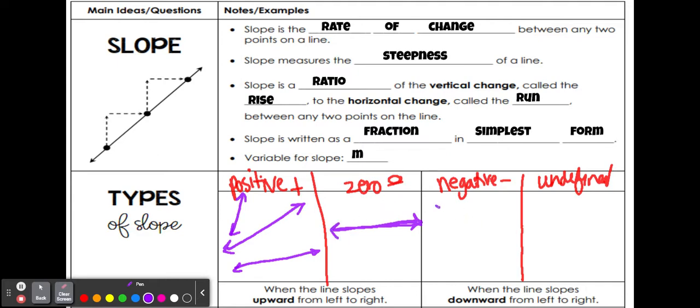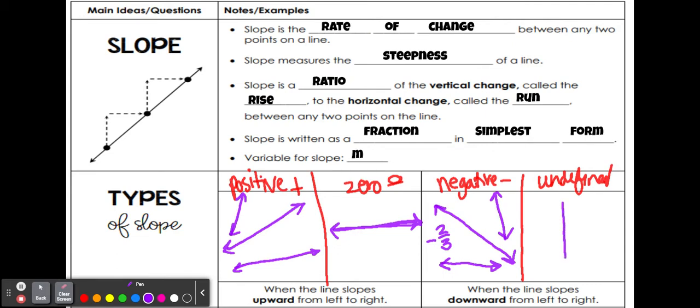A negative slope does the opposite of positive, and it goes down to the right. It could be steeper, but as long as it's going down to the right or even flatter, it is a negative slope. So we'll have a negative in front of the fraction or on top of the fraction, same thing, but the slope will be a negative.